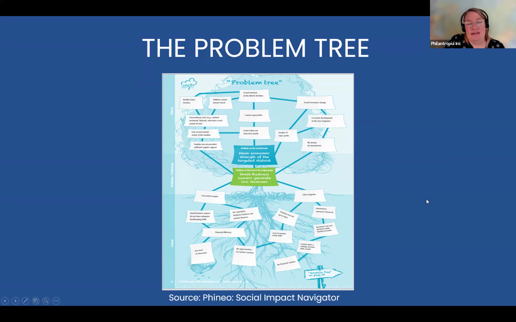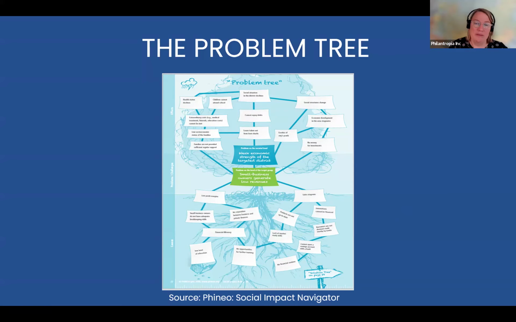Because again, if you stick with the example of the school, you could say the problem is kids don't go to school, or the problem is kids have a low education level, or the problem is people don't earn enough. Those are the same kind of tree, but it's a different level. You can put the trunk on different spots, because then when you have the problem, at the bottom, you have the causes of the problem. What are the causes for this to happen?